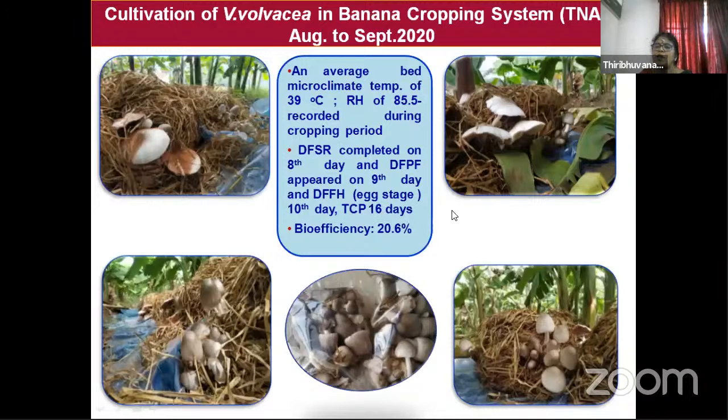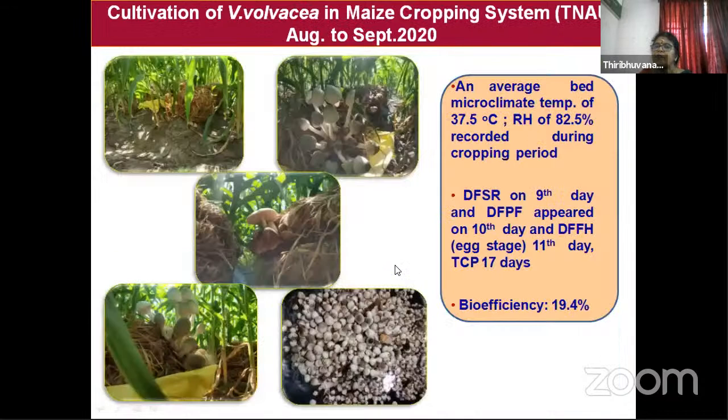The spawn running was completed on the 8th day, and pinheads appeared on the 9th day, and the first harvest began on the 10th day with a bioefficiency of 20.6%. Similarly, I have conducted this trial in maize cropping systems also. So at TNAU, the trial was conducted in August to September.